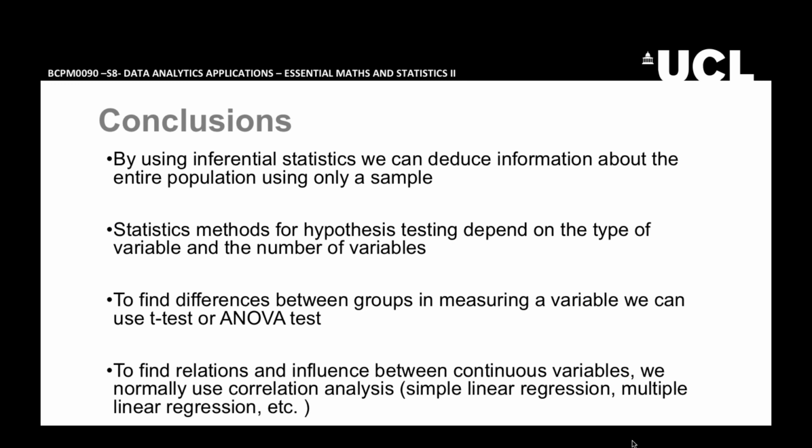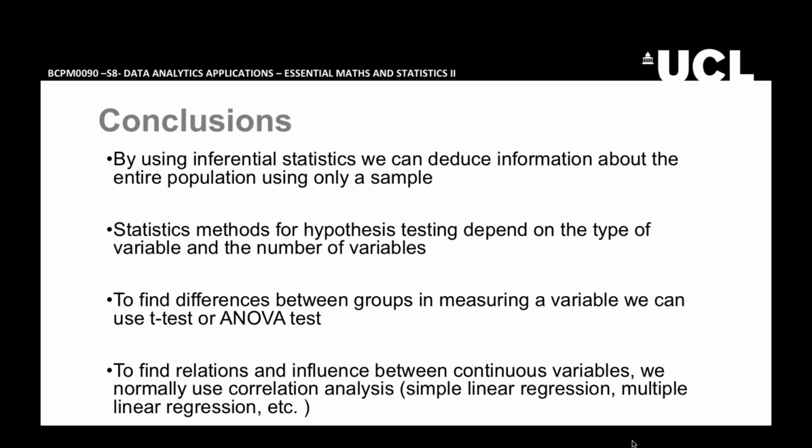And finally, here you have some conclusions about that session. The first one is that by using inferential statistics, we can deduce information about the entire population using only a representative sample. The second important point that you need to understand is that the different statistical methods for hypothesis testing will depend on the type of variables and the number of variables that we want to compare or correlate.